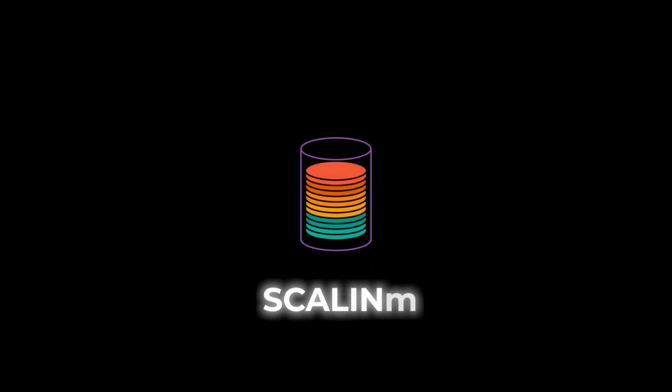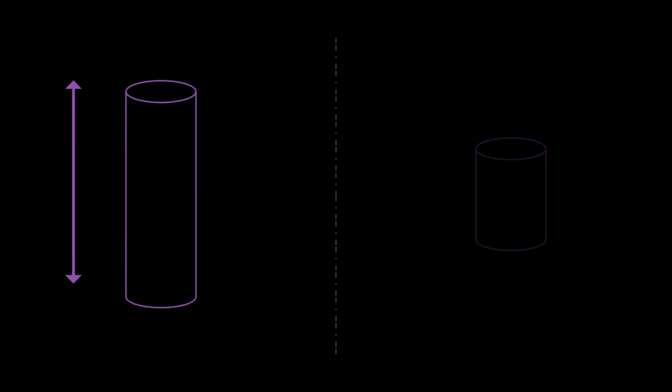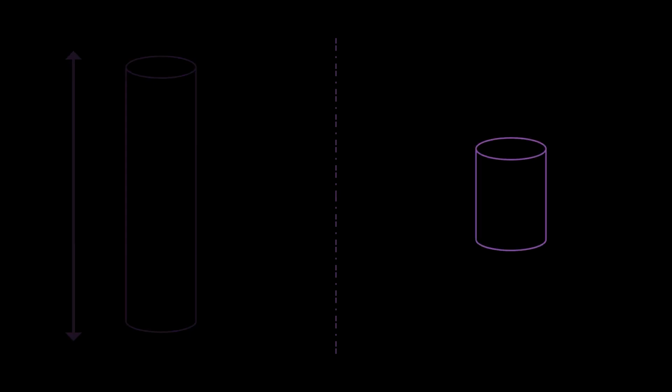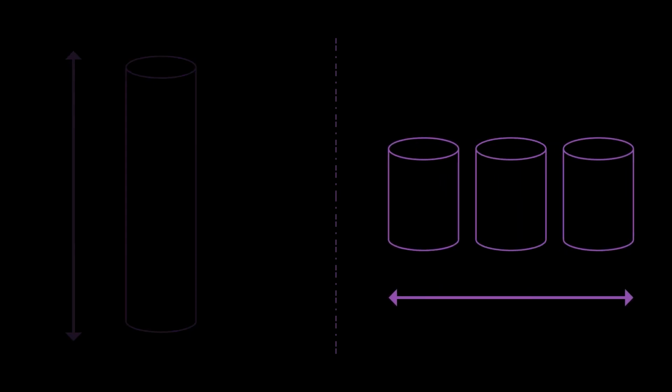But as the amount of data grows, databases face the challenge of scaling. You can either add more resources to one machine, think of it as expanding an existing library to fit even more books, or you can distribute the data across multiple machines, like building more branches of the library.